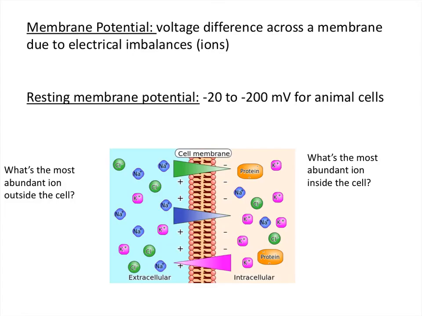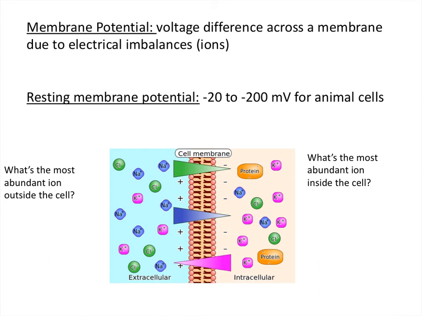So next topic is to talk about membrane potential. We're going to continue to talk about ions and how they move across a membrane. Basically, membrane potential is defined as the voltage difference across a membrane due to electrical imbalances. And I want you guys to notice that when I talk about electrical imbalances or anything that's electrical with a cell, I'm talking about ions, so full positive or full negative charge.